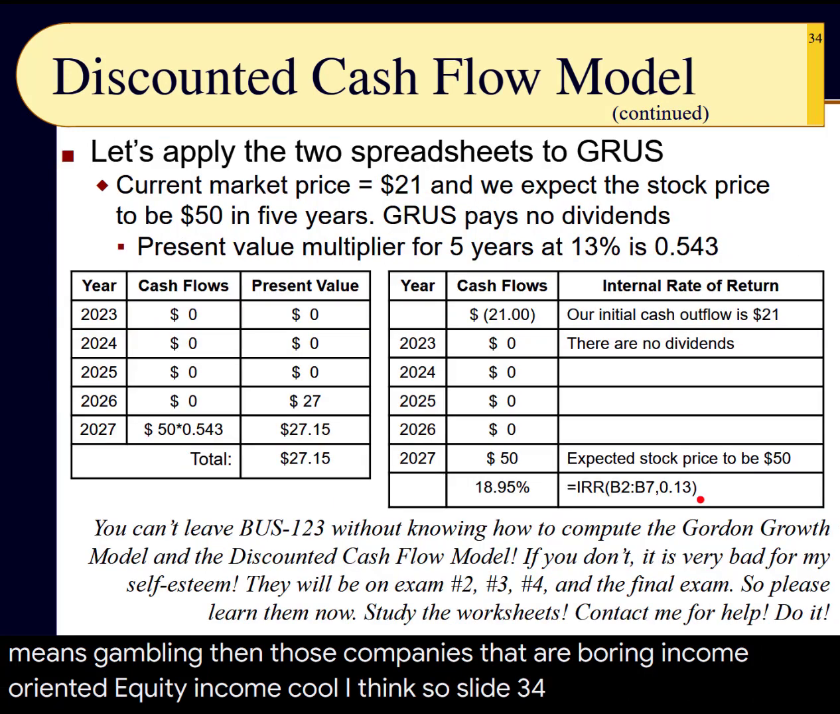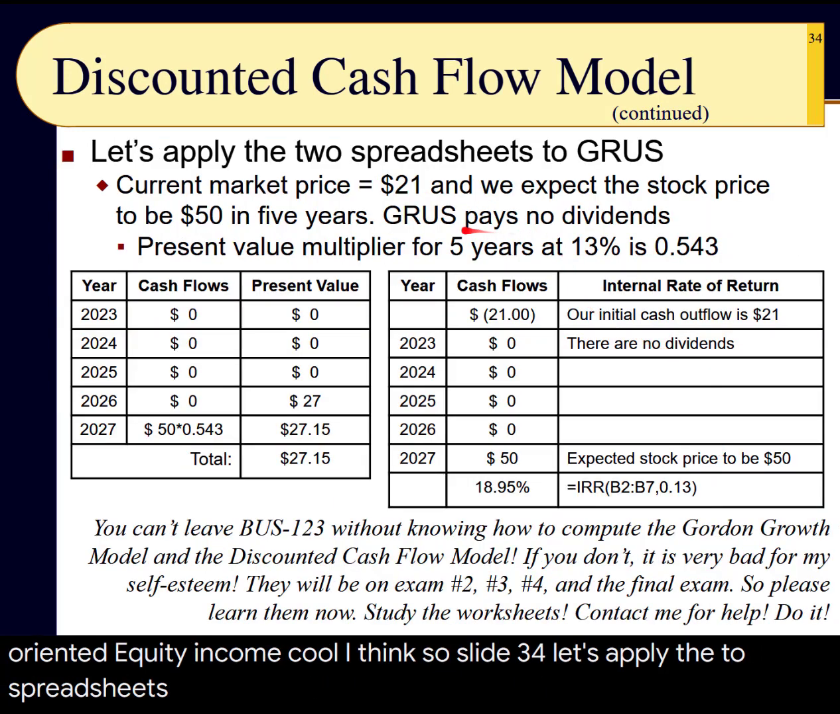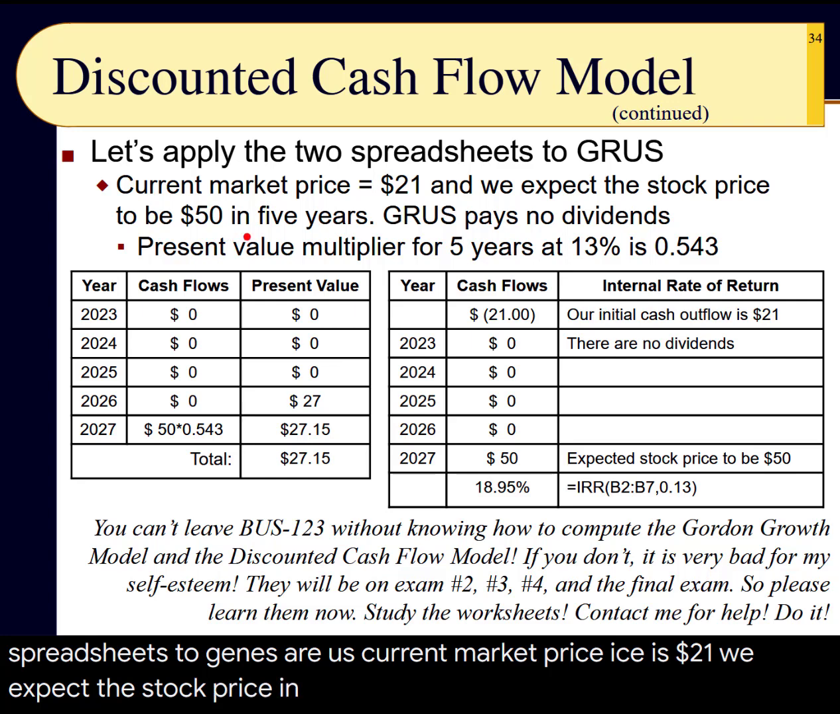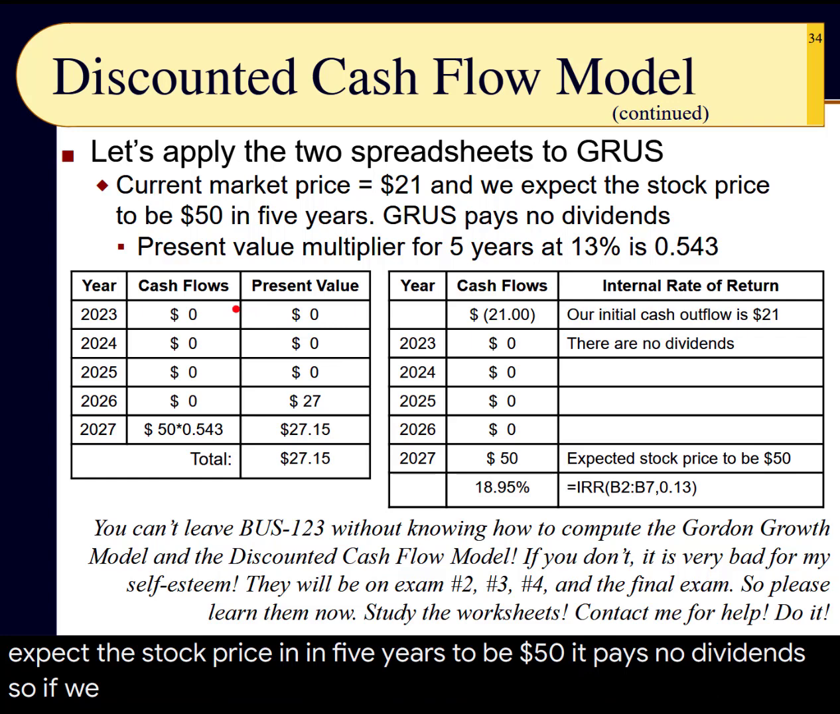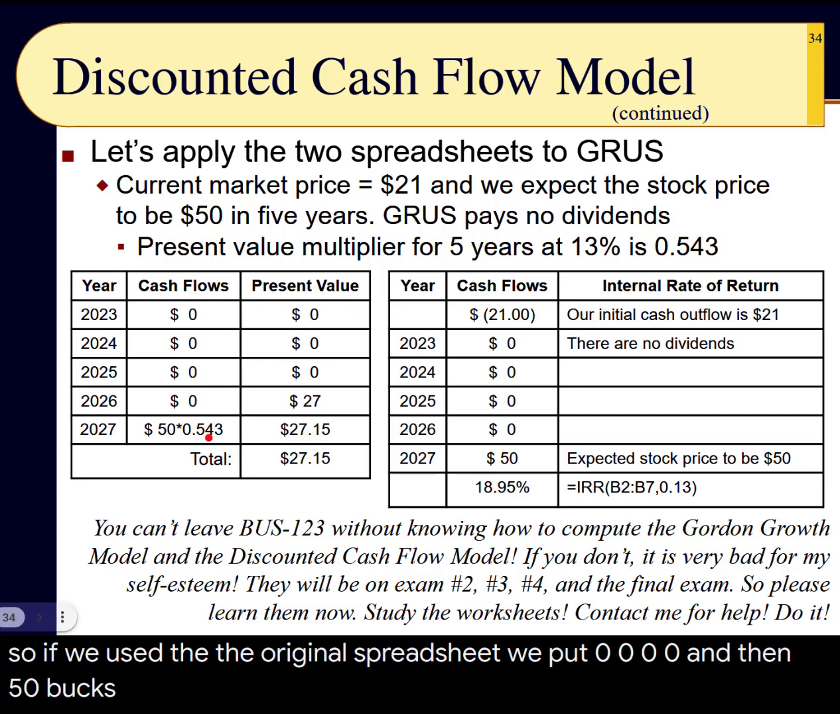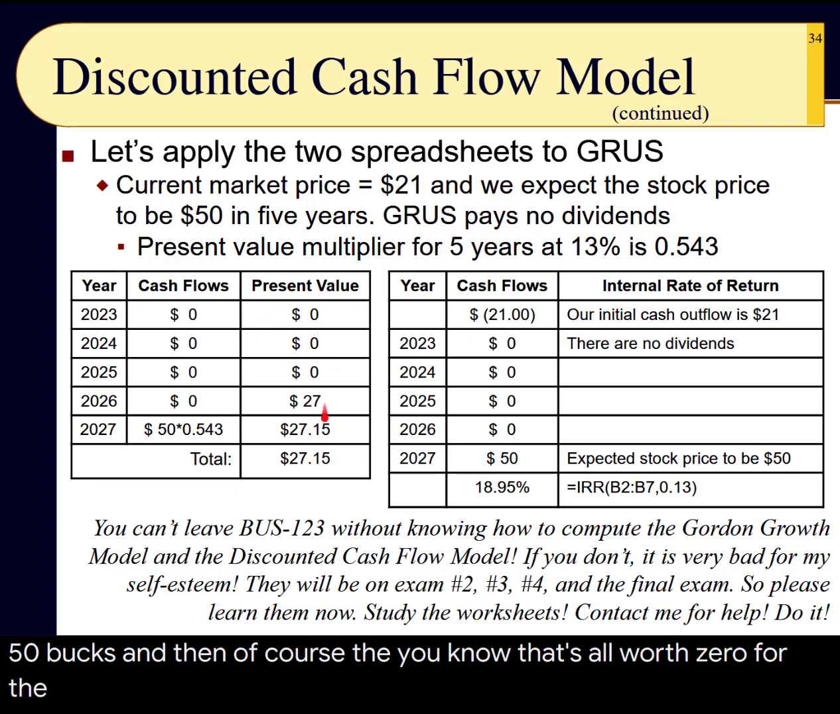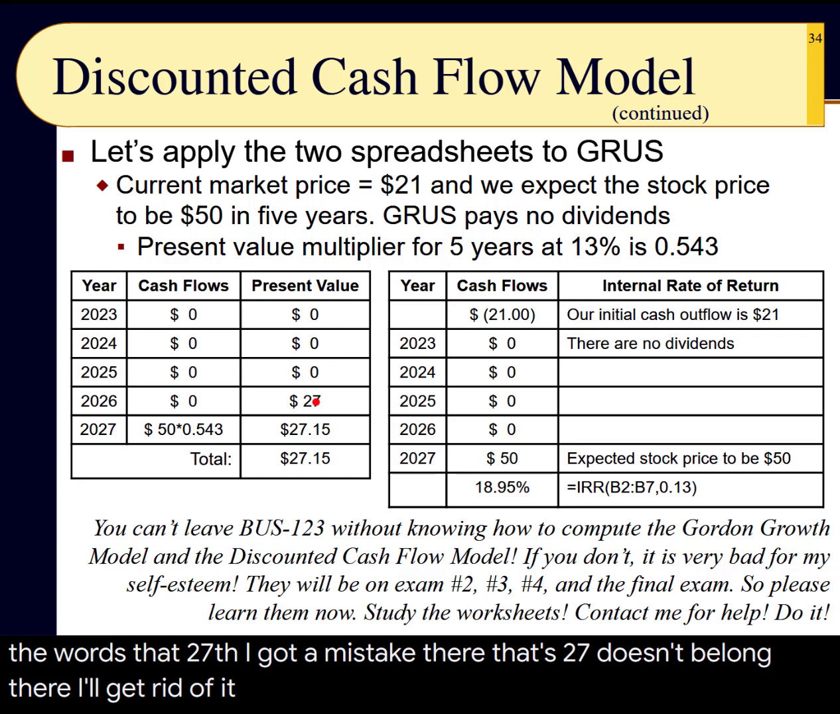Slide 34. Let's apply the two spreadsheets to Genes R Us. Current market price is $21. We expect the stock price in 5 years to be $50. It pays no dividends. So if we used the original spreadsheet, we put 0, 0, 0, 0, and then $50. And then of course that's all worth 0. Where's that 27? I got a mistake there. That 27 doesn't belong there. I'll get rid of it. I apologize.